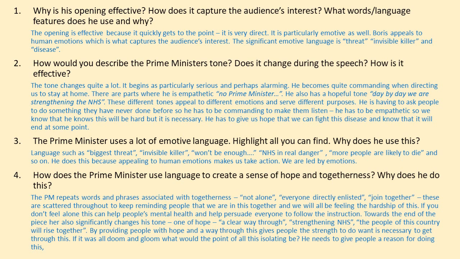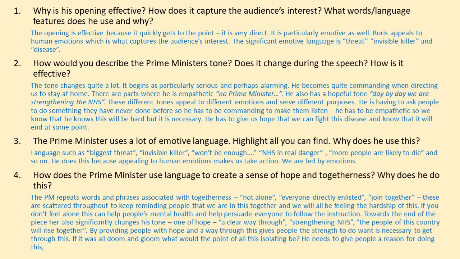So in terms of creating hope and togetherness through language, the PM repeats words and phrases associated with togetherness. Not alone, everyone, directly enlisted, joined together. These are scattered throughout to keep reminding people that we are in this together and we will all be feeling the hardship of this. If you don't feel alone, this can help people's mental health and help persuade everyone to follow the instruction.